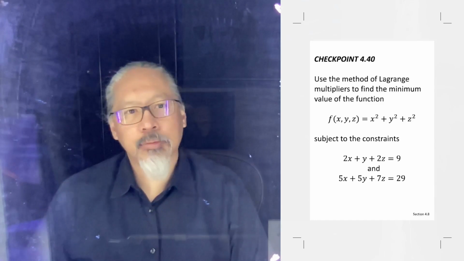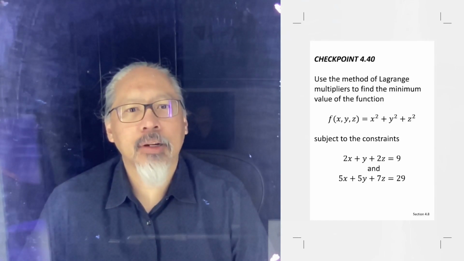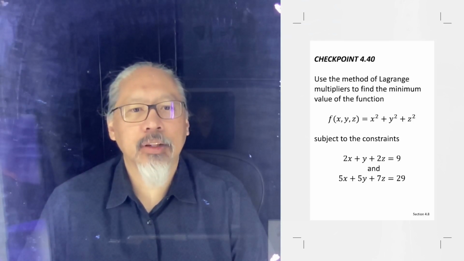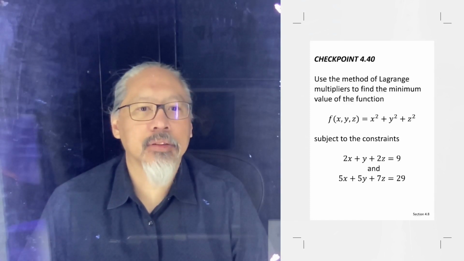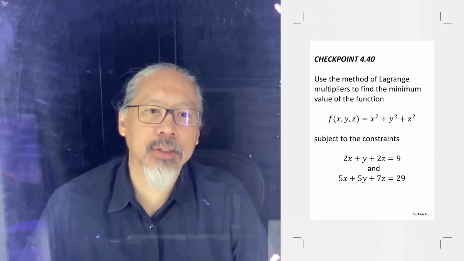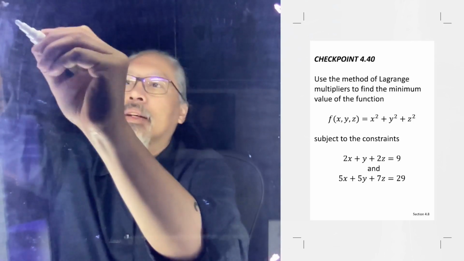Hello, this is checkpoint 4.40. They want us to use Lagrange multipliers to find the minimum value of x squared plus y squared plus z squared, subject to the constraints. There's two constraints now: 2x plus y plus 2z is equal to 9, and 5x plus 5y plus 7z is equal to 29. Let's get all this stuff down.